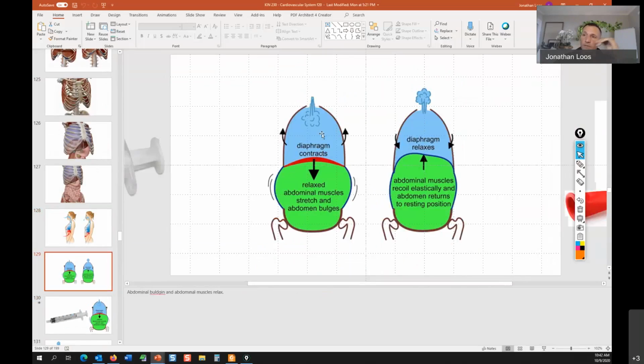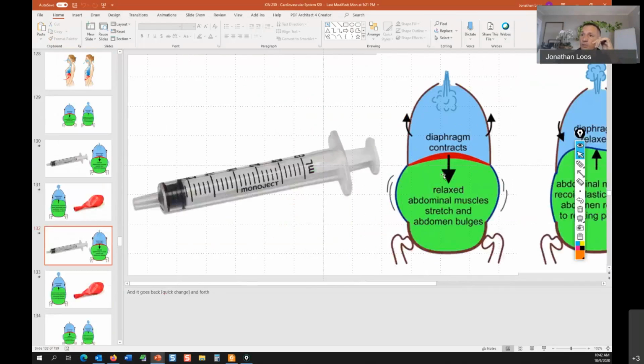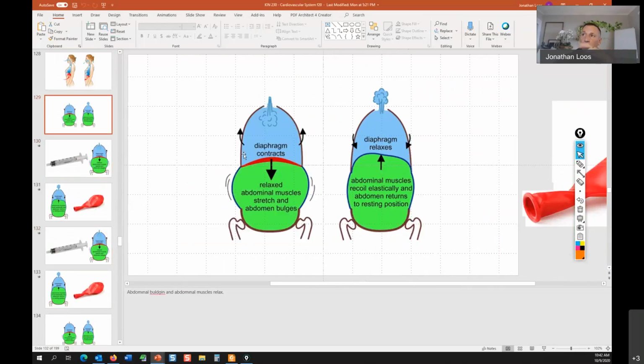And what's happening, just a quick review of the respiratory, is it's changing the volume. This volume space, as the diaphragm contracts, the floor of the bowl, the bottom of the bowl, gets closer. Oops, what happened here? Okay. And so this volume increases, and it creates a vacuum, sucking air into the lungs.